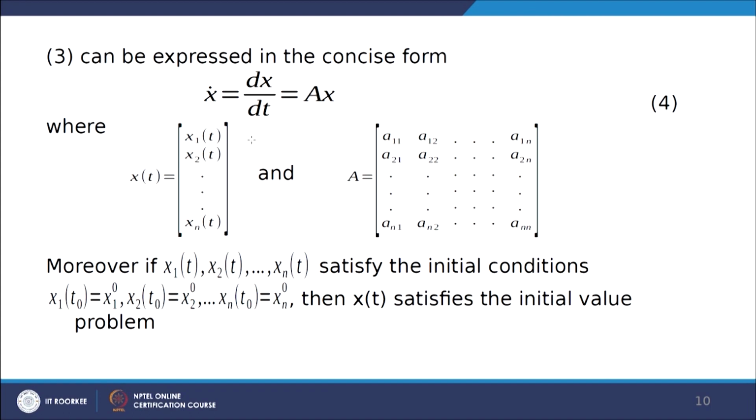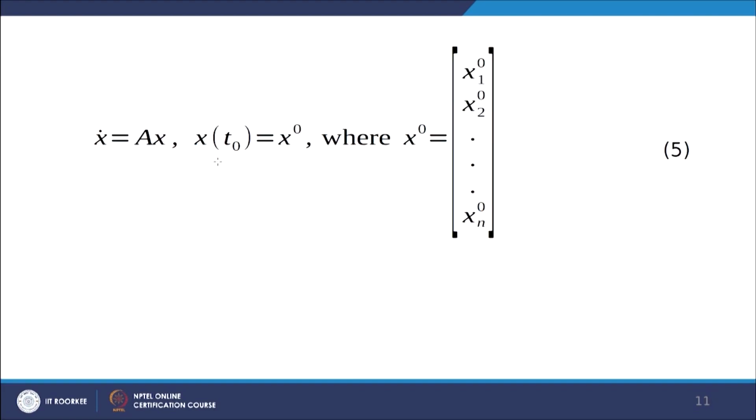So, at t equal to t naught, x(t naught) will be x1(t naught), x2(t naught), xn(t naught), and we have assumed that x1(t naught) is x1 naught, x2(t naught) is x2 naught, xn(t naught) is xn naught. So, x(t naught) is equal to x1 naught, x2 naught, xn naught, and that we can write as x naught. So, x(t naught) equal to x naught, where x naught is equal to x1 naught, x2 naught and so on xn naught. So, you can see that the initial value problem can be expressed in the concise form, which is x dot equal to Ax, where x at t naught is equal to x naught.